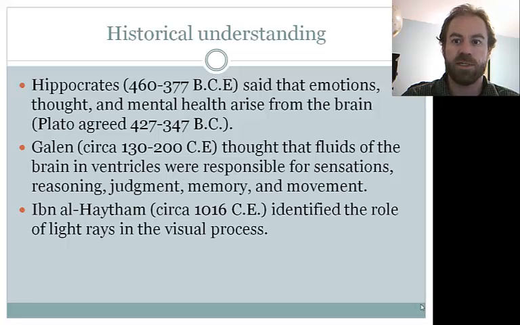Gall, a Roman of Greek descent who was living in Turkey at the time, claimed that fluids in the brain, particularly in the ventricles of the brain, were responsible for sensations, memory, movement, and other functions. Ibn al-Haytham, also known as al-Hasan, a Muslim scholar in Cairo, produced a stunningly accurate theory of vision in which he argued for light rays entering the eye as the cause of visual perception. This was contrary to two other leading theories that were popular at the time, one by Ptolemy and one by Aristotle.